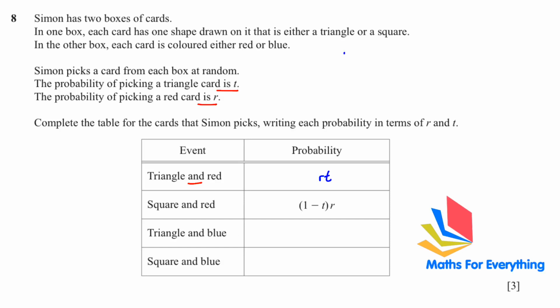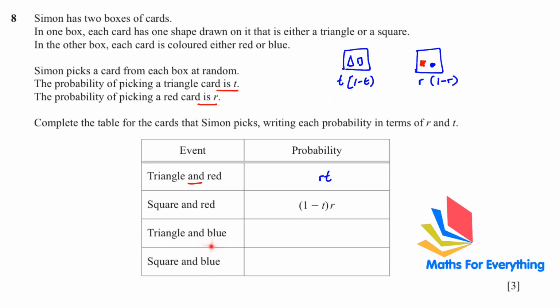Let's understand properly. This is one box. It has a triangle or a square in it. The other box has a red or a blue card in it. So you have a red card or a blue card. The probability of triangle is T. So the probability of square will be 1 minus T. The probability of red is R. Therefore, the probability of not red is going to be 1 minus R. Because when you add the probabilities, they equal to 1.